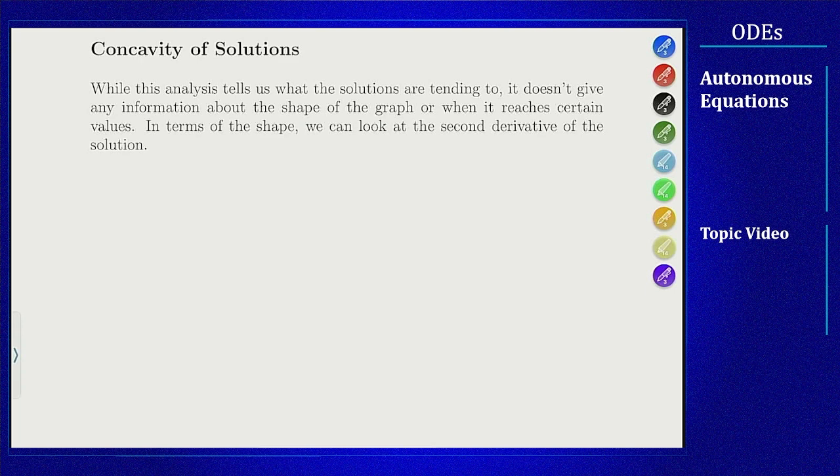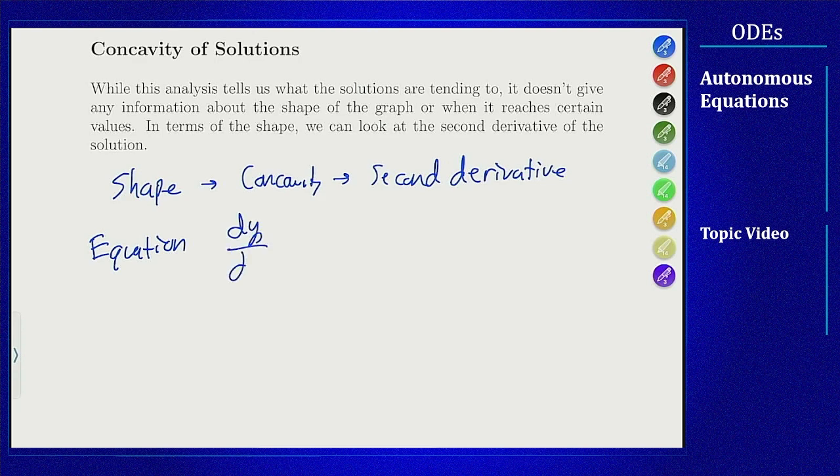So when we're talking about shape of graphs, think back to Calc 1, we're normally talking about concavity. Concavity is defined by the second derivative of the solution curve. So let's see what we can learn from that. With this scenario, we're looking at an autonomous equation, dy/dt equals some function f of y, and I want to use this to analyze the second derivative. So I want to look for d squared y/dt squared.